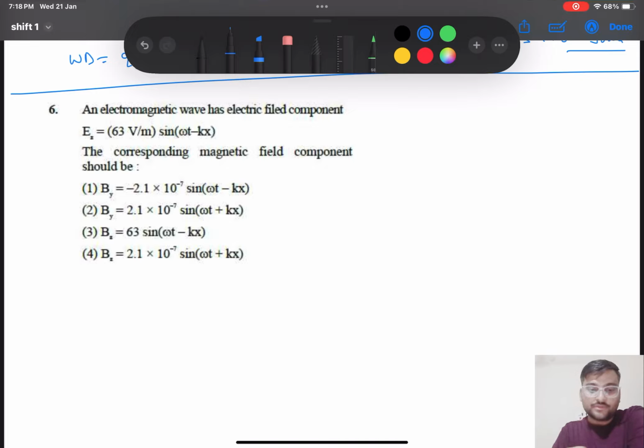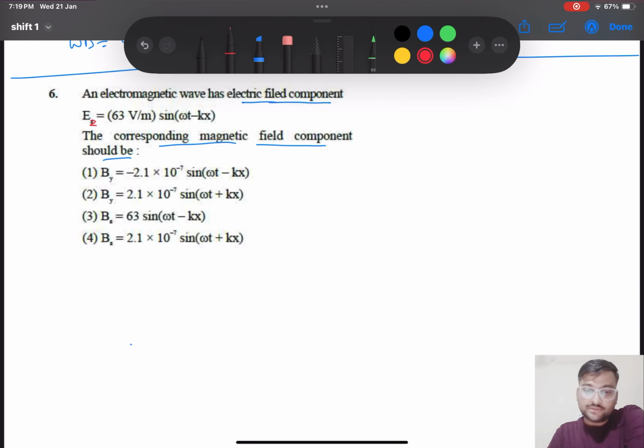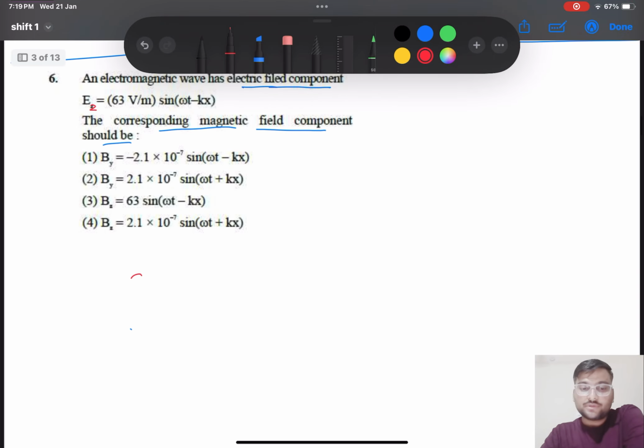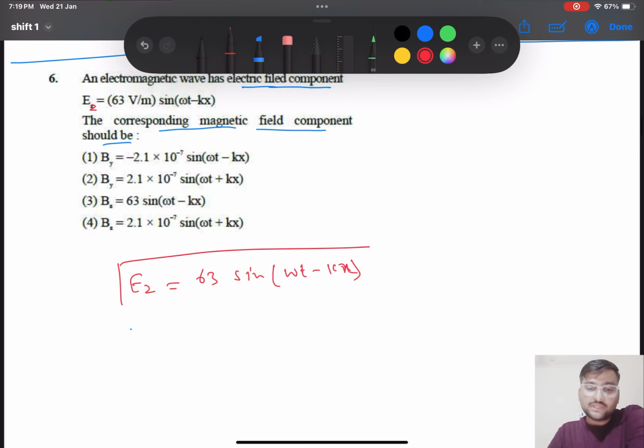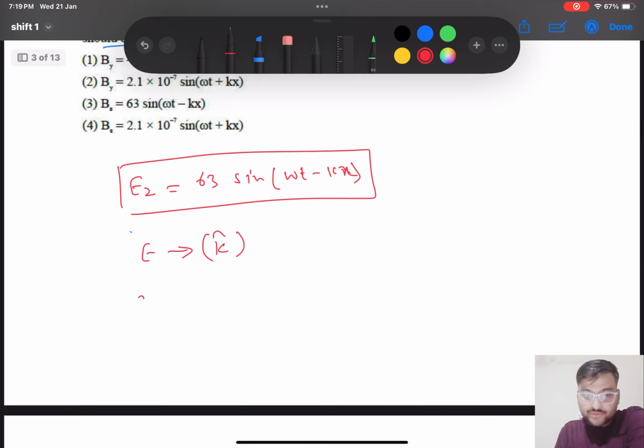Now we are solving question number 6. That question is of electromagnetic waves, an EM waves question, and we are trying to solve it with the help of the given data. In this question they say the electromagnetic wave has Ez equal to 63 sin(omega t minus kx).